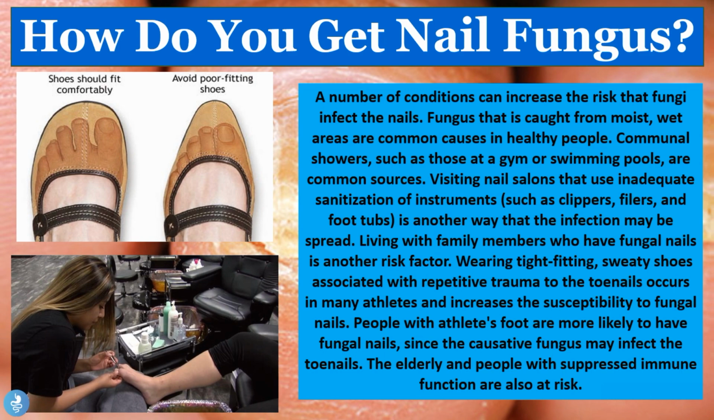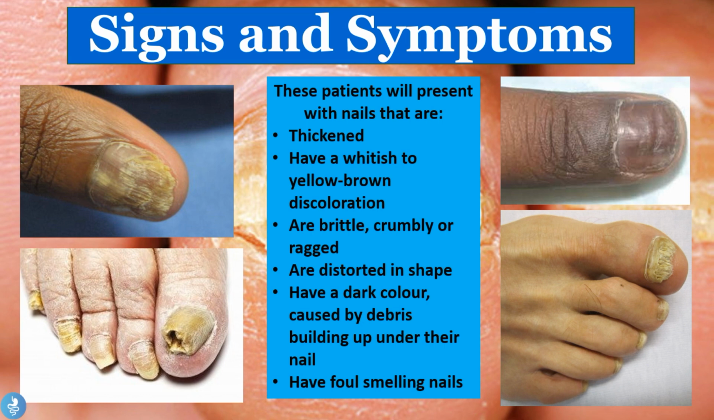So now that we know how one can get the nail fungus, let's take a closer look at some signs and symptoms of the disease. So these patients will present with nails that are thickened, as we can see here. They have a whitish to a yellow-brown discoloration, as we can see in these various images. They are brittle, crumbly, or ragged, as we can see. They have a distorted shape. They have a dark color caused by debris building up under the nail. So as we can see, the top of the nail can appear dark sometimes because of debris which builds up at the bottom. And they can also have foul-smelling nails. So these are the various signs and symptoms which these patients can experience.